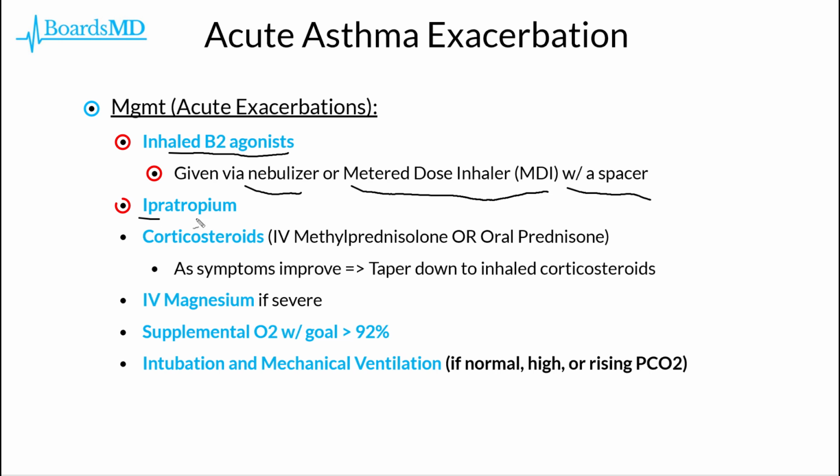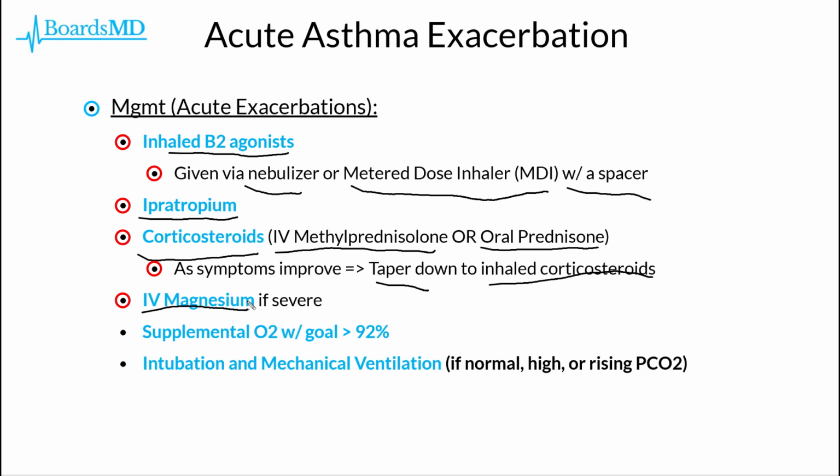We also use ipratropium, corticosteroids, and in particular, in the context of an acute asthma exacerbation, we really need to give systemic steroids, namely IV methylprednisolone or oral prednisone, as in this case, inhaled corticosteroids is not going to be sufficient. However, as the patient's symptoms improve over time, then ideally we would taper them down to the point where they are only using inhaled corticosteroids. But initially, in the case of a severe exacerbation, they are going to need systemic steroids, either given IV or PO.